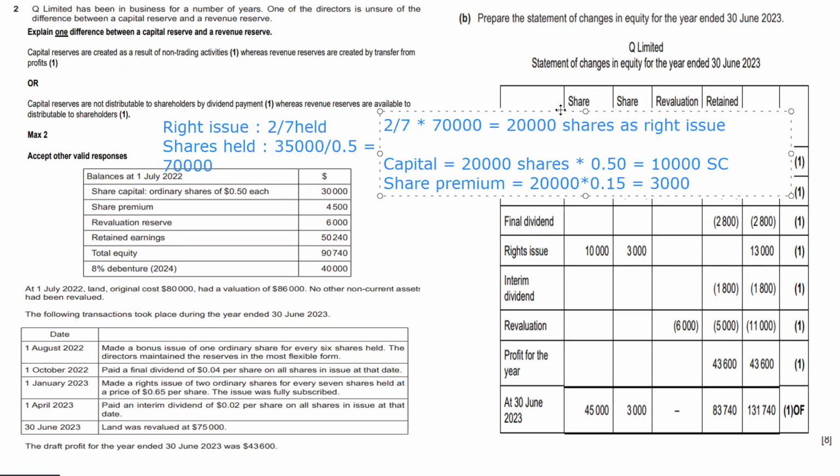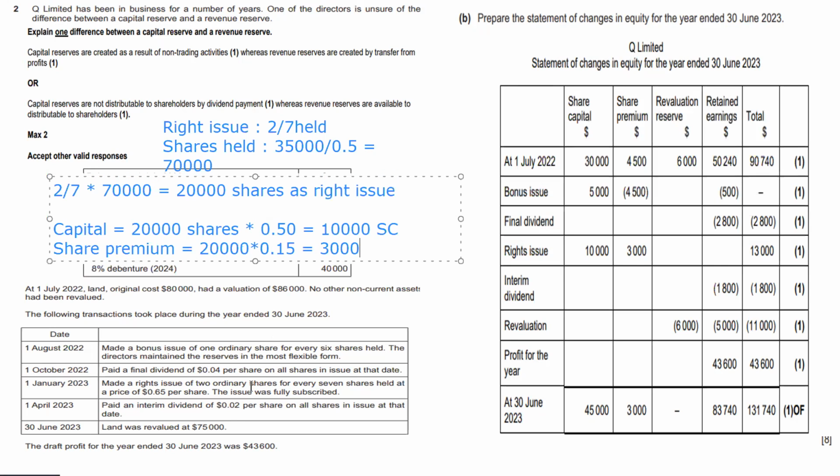Next, paid interim dividend. So you'll add all the number of shares. Up till here you had how many shares? 70,000 and 20,000 more shares, so 90,000 shares. 90,000 into 0.02. So interim dividend is how much? 1,800. You pay from the retained earnings and it will go from the total.